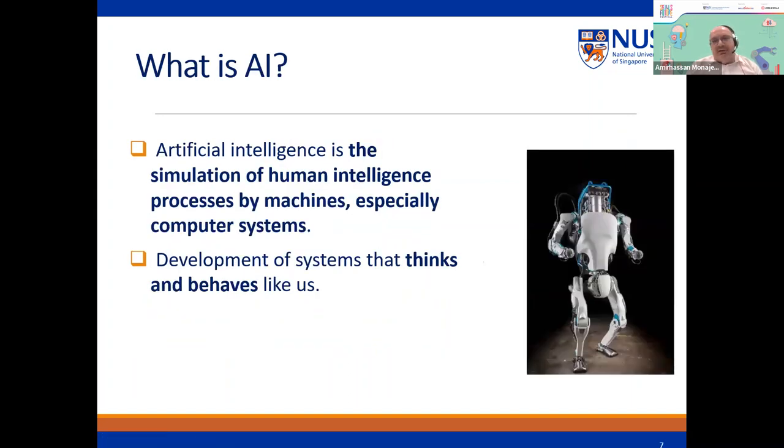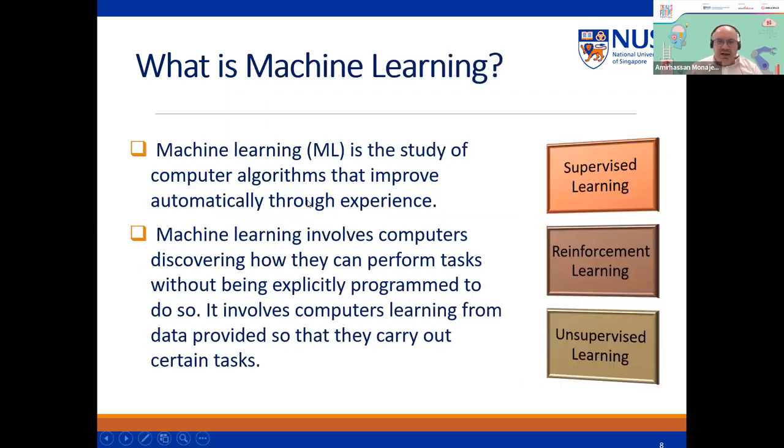So let's have a look at the definition of AI. Two definitions over here, very similar with each other. We know that artificial intelligence is the simulation of human intelligence and its processes by machines, by systems. And we know that we typically use computers to implement AI. It's not possible to implement AI in other products apart from a digital computer. And development of systems that can think and behave like us, they are definitions of AI. Machine learning and its sub-branches such as supervised learning, reinforcement learning, unsupervised learning, are an important subset of AI systems.